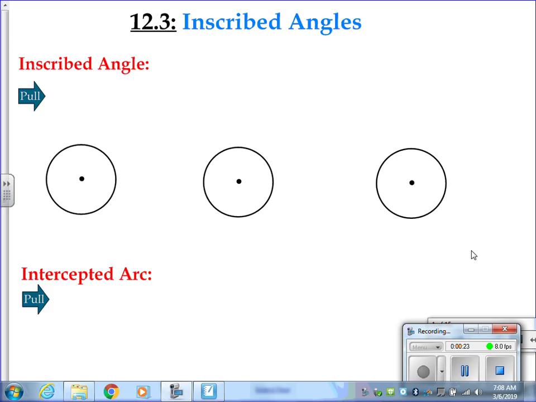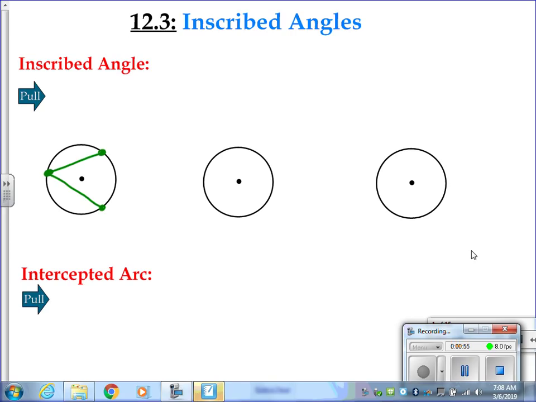So let's actually refer back to something I had mentioned yesterday. Let's just talk about chords. If you remember, a chord is a segment on a circle that starts at one end and just travels to the other end. If it were to go through the center, that would be called a diameter, but it doesn't have to. So what would happen if we had two chords that met up at an endpoint, such as this example here? This is an inscribed angle.